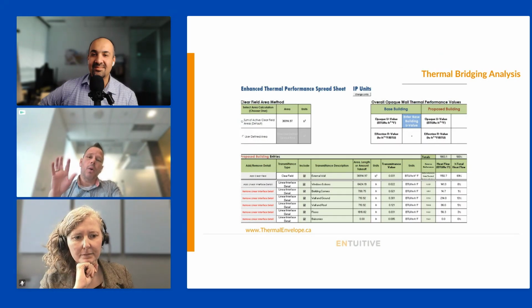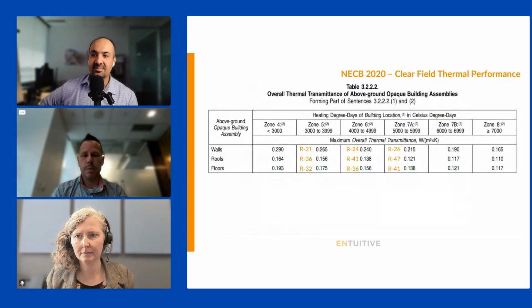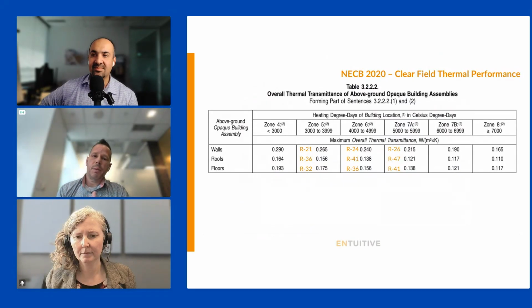I'm talking here about whole wall R value. So not walls and windows combined as one value, just the walls with all the derating that goes with the walls. I put in here the NECB 2020 Clearfield thermal performance values. I included conversions to R value because some people think more easily in imperial R. These are metric U values in the table. So in zone 5, for your walls, you need an R21, for your roofs, R36, floors, R32.